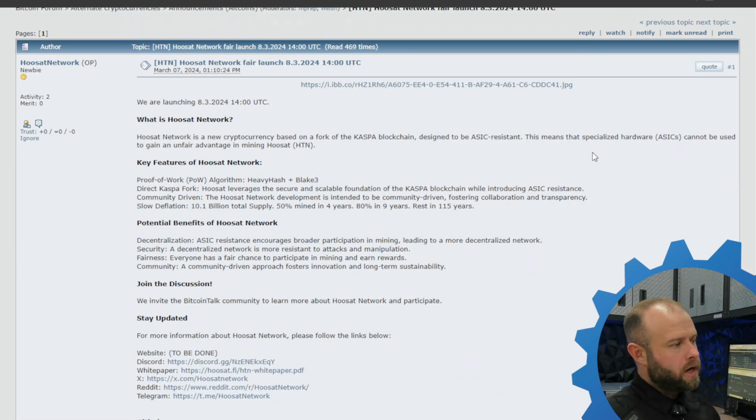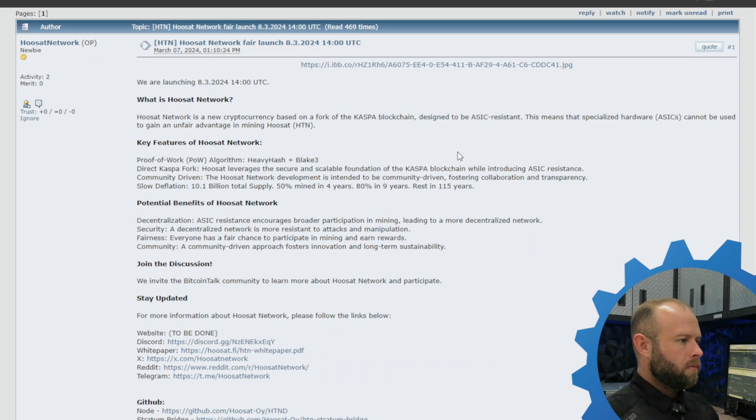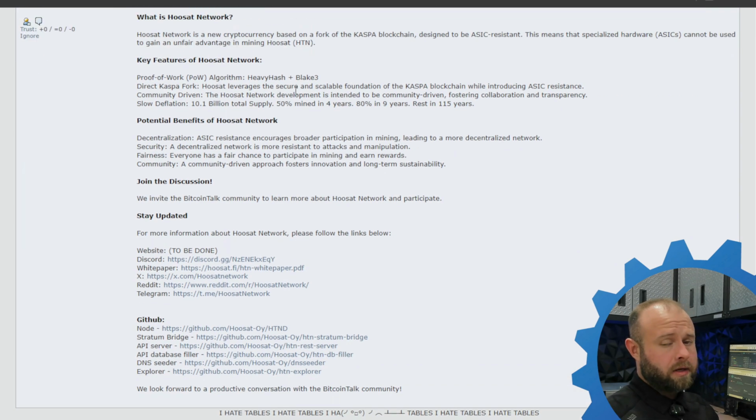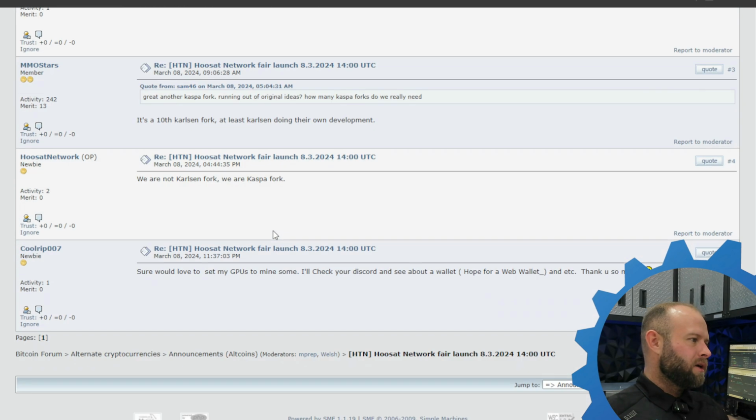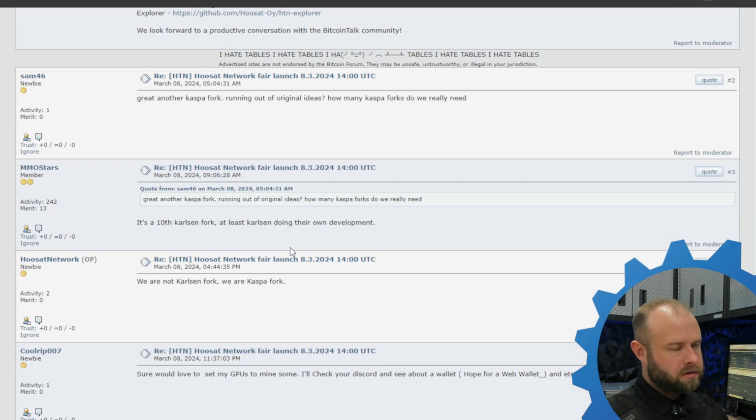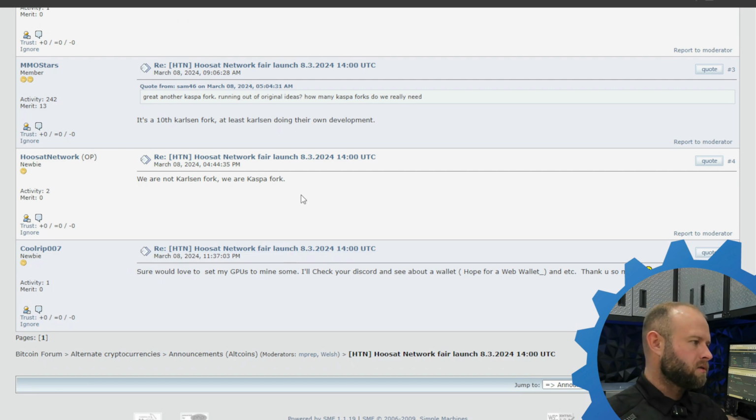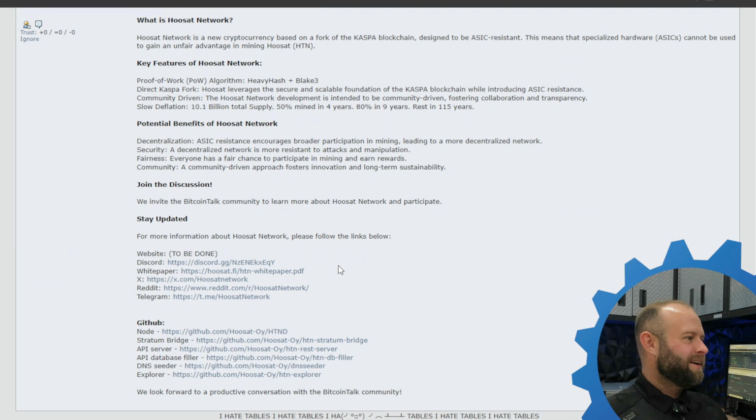Next up, we got Hoosat, which claims to be ASIC resistant, a Kaspa fork, using heavy hash and Blake 3. So, is that just like different ingredients that make up KHeavyHash? I'm not sure. It's kind of like a Mexican restaurant. They really only have like four ingredients at a Mexican restaurant. They just add them in different ways, and they call it something different. But people are saying, oh look, another Kaspa fork, another Karlsen fork, and they're saying, oh no, we're not a Karlsen fork. We are a Kaspa fork.